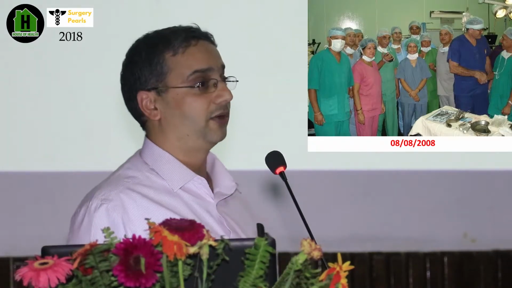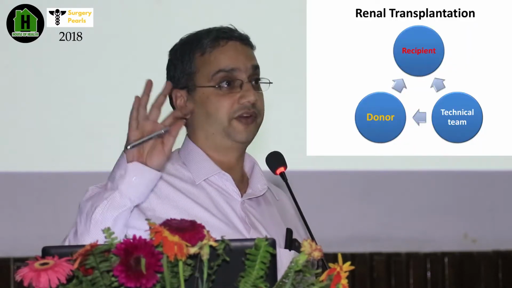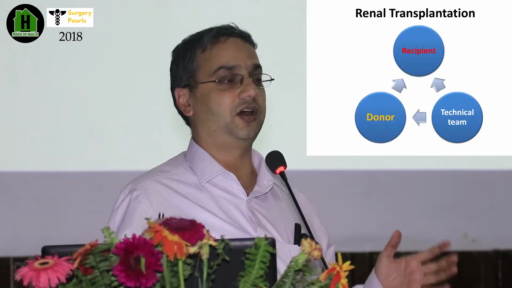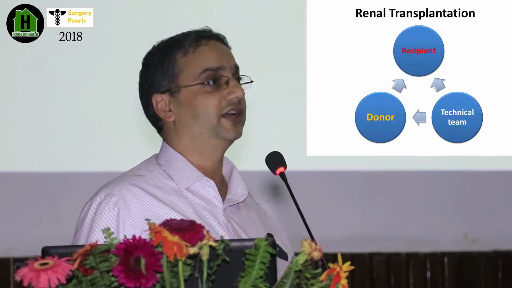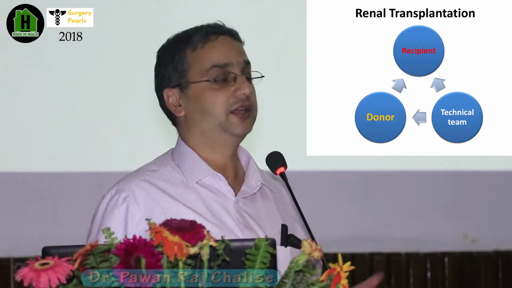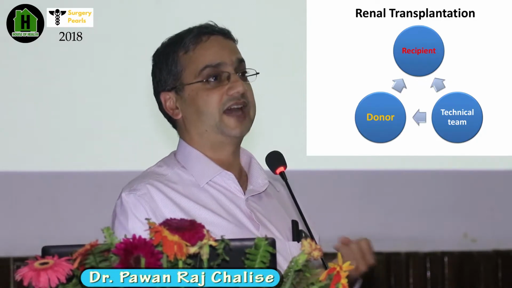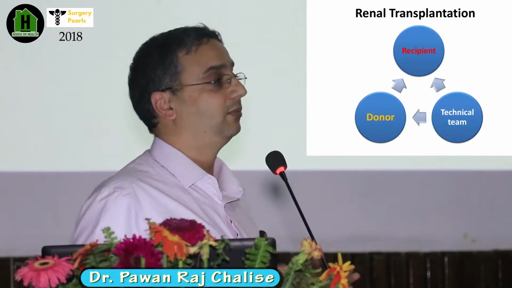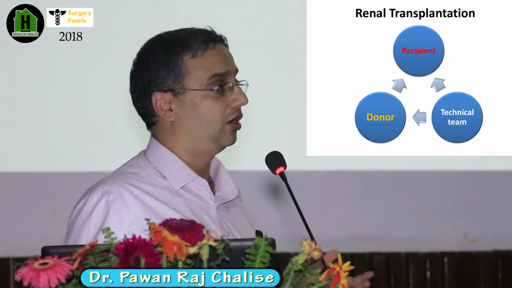When we talk about transplantation, I think there are three domains. One is the recipient, because all these stories start with the recipient. Someone is having kidney failure and needs an organ replacement. There are lots of renal replacement therapies like hemodialysis and peritoneal dialysis, but I think the best form of renal replacement treatment is the kidney transplant, and we all should agree about it.